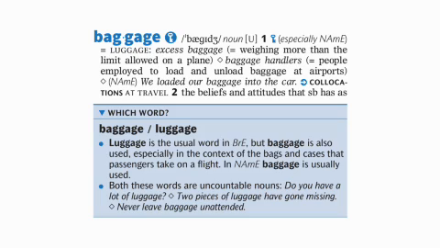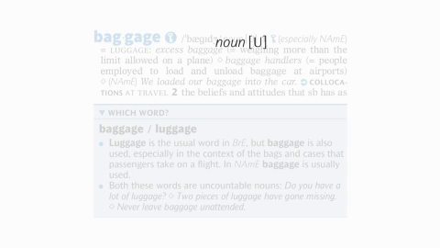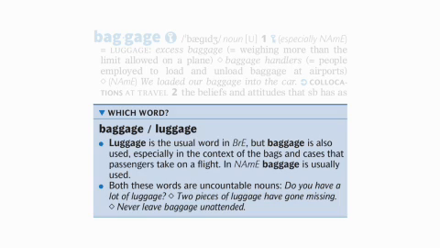At the top of the entry, we can see a U in square brackets. This tells us that the noun is uncountable. That means we can't use it in the plural, and we can't use it with "a." So "baggages" is not correct, and we couldn't say "a baggage" either. We could say "how much baggage," and we can talk about pieces of baggage. There are some more examples of this in the note about baggage and luggage, which behaves the same way.